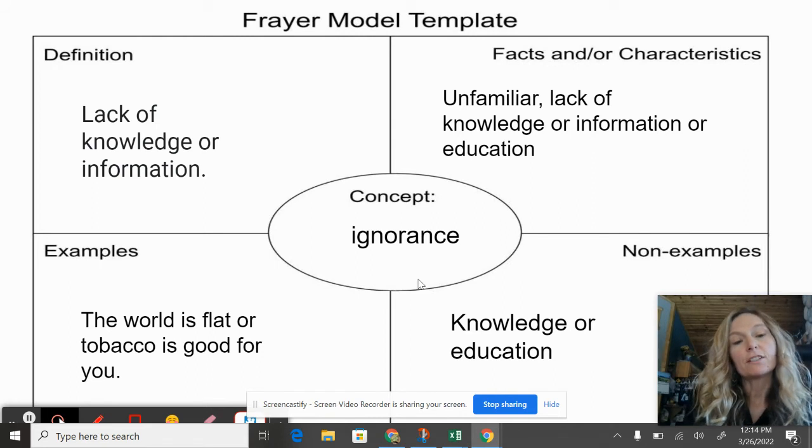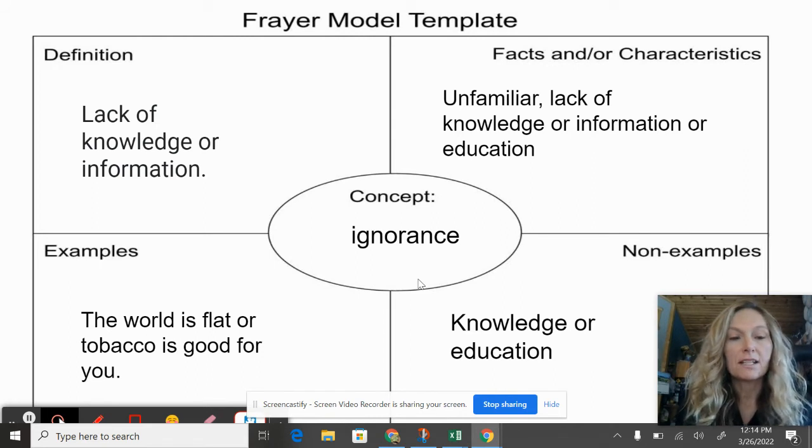Then we would have the student think about examples, and 2 examples that students came up with for what would be considered ignorance would be the world is flat, or tobacco is good for you. And then look at non-examples. So if one has knowledge or education, we wouldn't expect that they are ignorant.